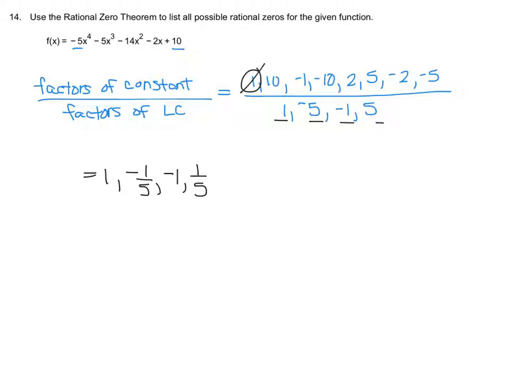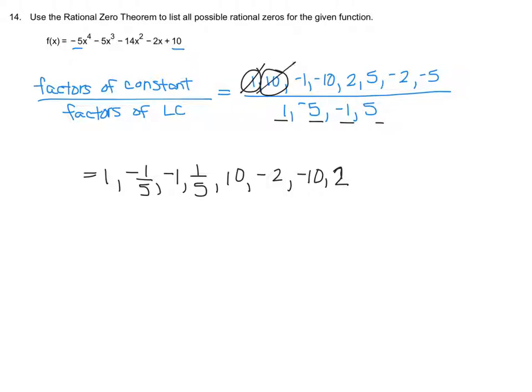Now we'll do the same process with 10. 10 divided by 1 is 10. 10 divided by negative 5 is negative 2. 10 divided by negative 1 is negative 10. 10 divided by 5 is a positive 2.